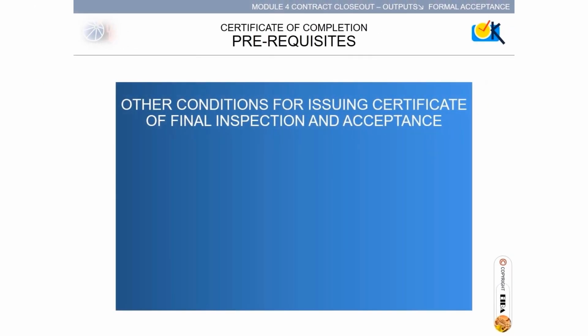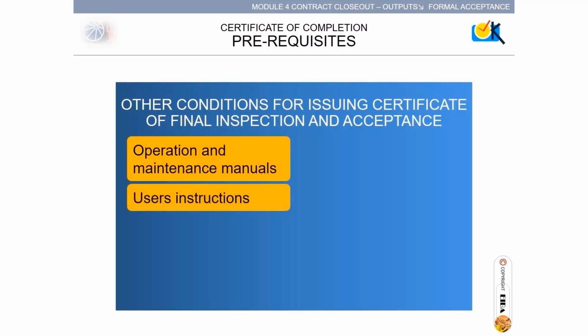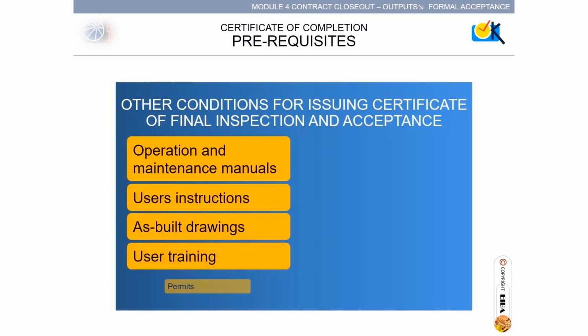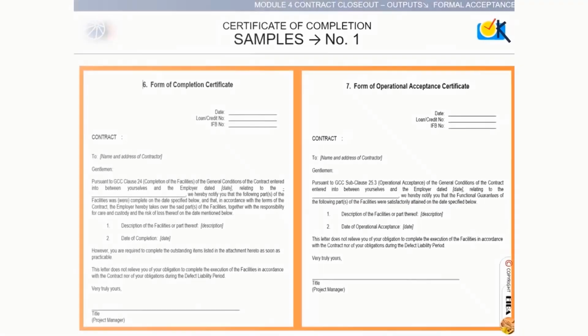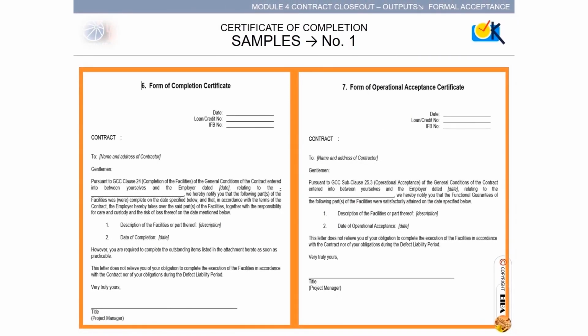Prerequisites. Other conditions for issuing Certificate of Final Inspection and Acceptance: Operation and Maintenance Manuals, User's Instructions, as-built drawings, user training, permits, and special requirements like life cycle tests and integrity tests. Certificate of Completion, Sample Number 1. Form of Completion Certificate and Form of Operational Acceptance Certificate.